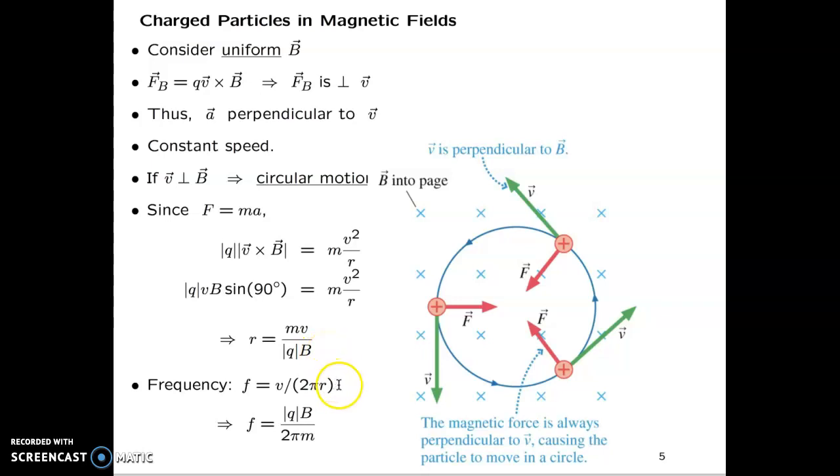Let's calculate the frequency of the motion. The frequency is just going to be the speed divided by the distance you go once around the circle, which is the circumference of the circle, which is 2 pi r. If you think about it, this quantity will have units of 1 divided by time. Well, that is the frequency. So with our expression for r, if I substitute that in here, we see the expression for frequency is the magnitude of Q times B divided by 2 pi times the mass.